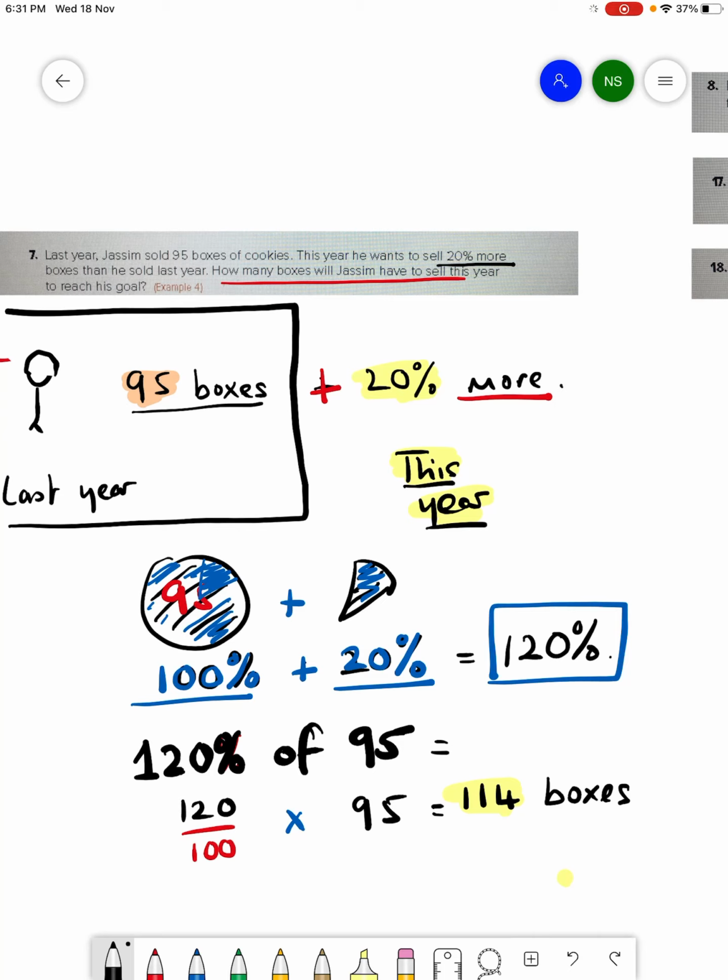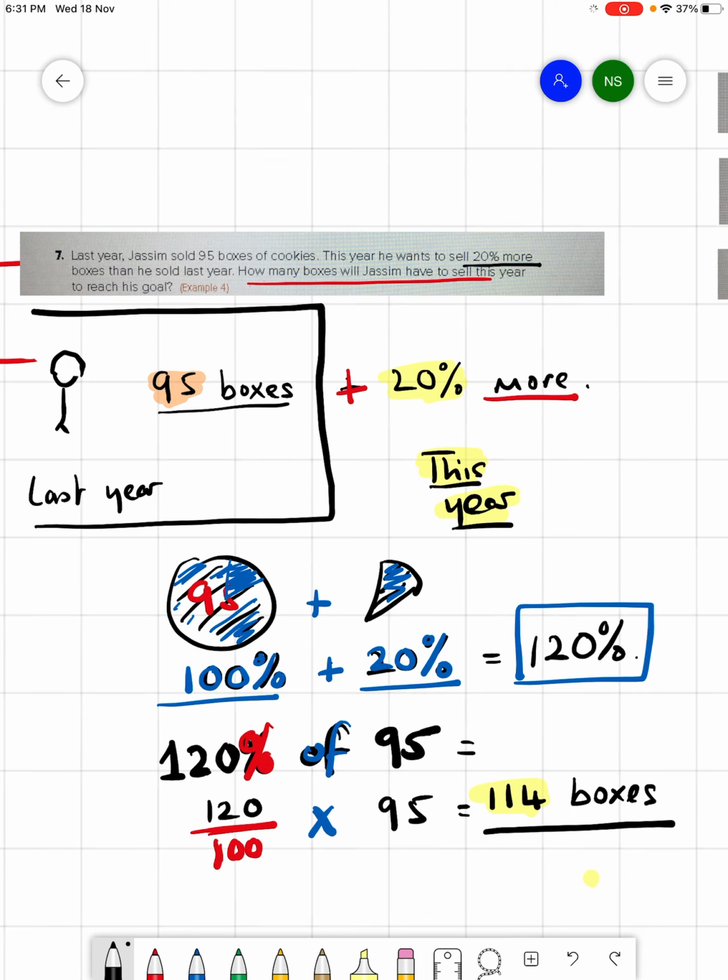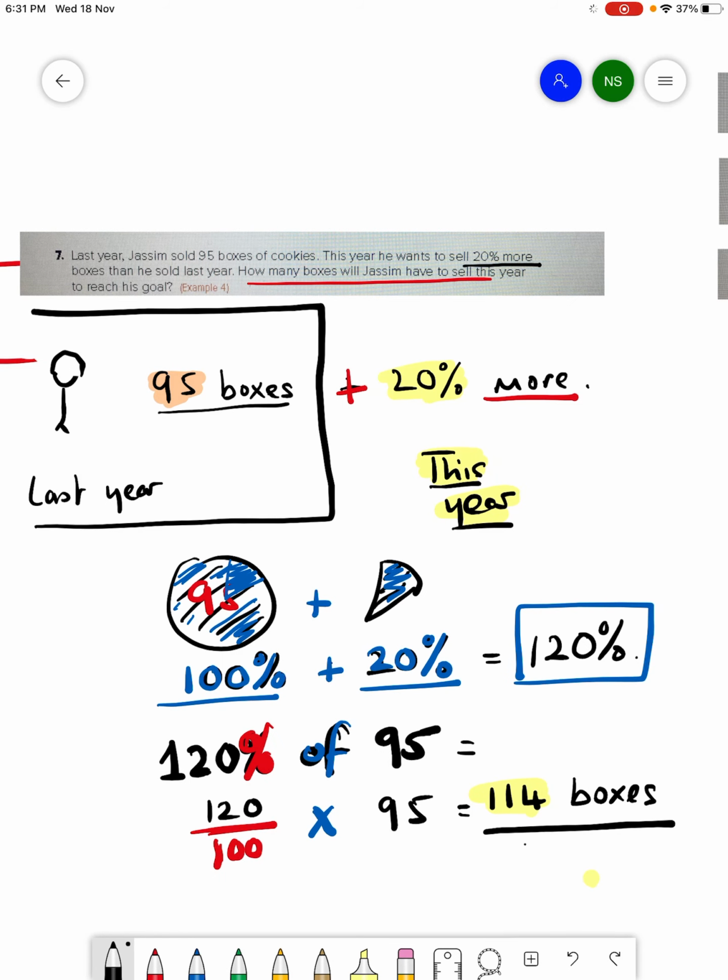So 120% of 95 is simply the calculation of 120 over 100 times 95. Now don't forget, percent means divide by 100. Of means times. He will sell 114 boxes. So last year he sold 95 boxes, this year he wants to sell 20% more, and he will sell 114 boxes. Look at that carefully, because a lot of times with percentages, it's just about looking at your numbers and understanding the question, maybe drawing a diagram to help you picture everything.